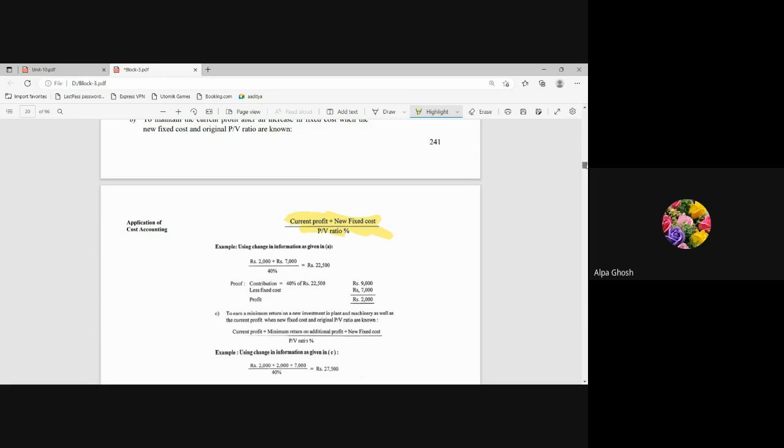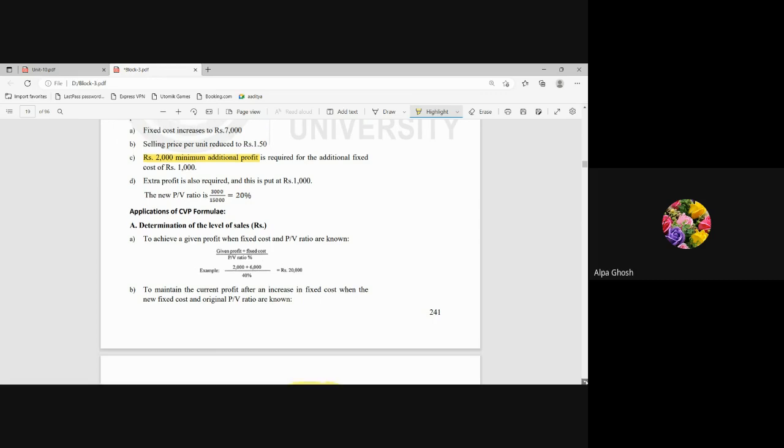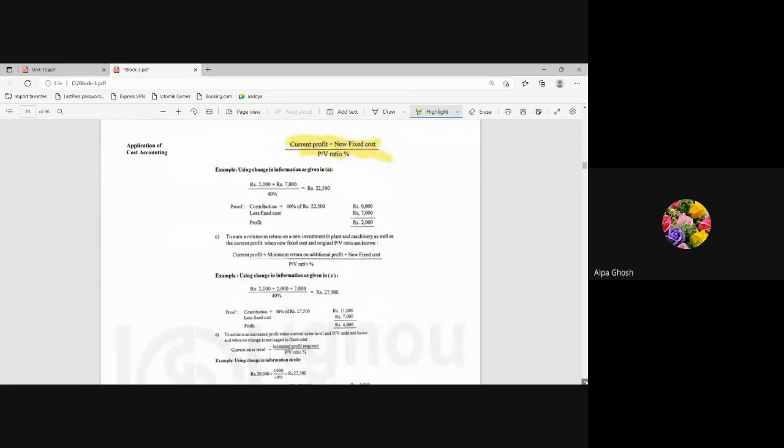You said this only. If you go with the question, see, rupees 2,000, which I have highlighted, is the minimum additional profit you require. So when you increase the additional fixed cost by 1,000, then when you do the calculation, you get a profit same as desired. Am I clear?